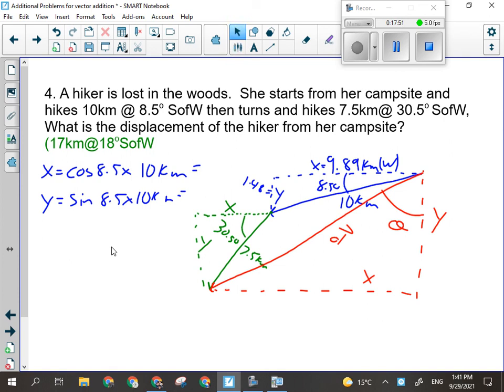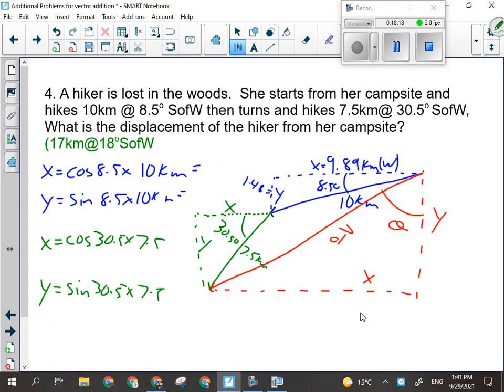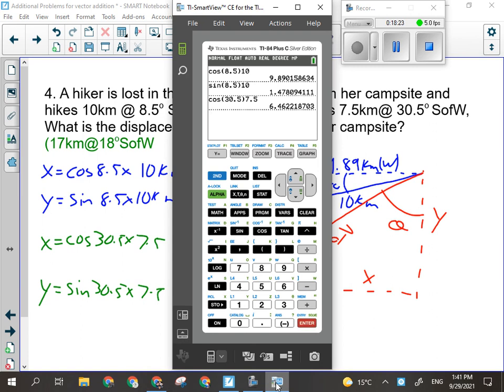Then we have to do the same thing for the green ones. We're in exactly the same situation. X is going to be the cos, because it's adjacent to the 30.5 degree angle, times 7.5. Y will be the sine of 30.5 times 7.5. So cos of 30.5 times 7.5 is 6.46. And for our y, sine of 30.5 times 7.5 is 3.81.